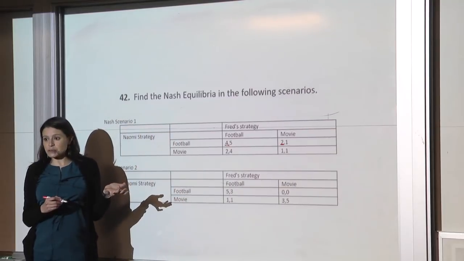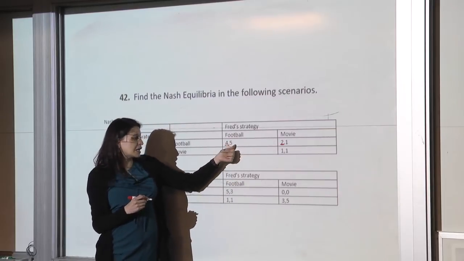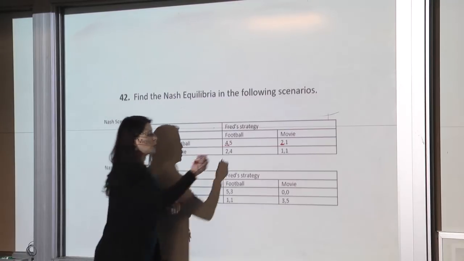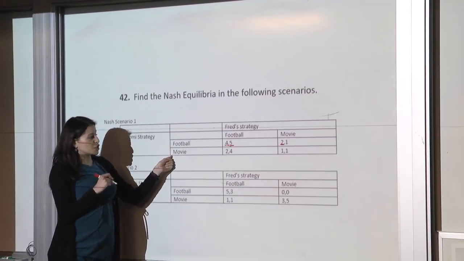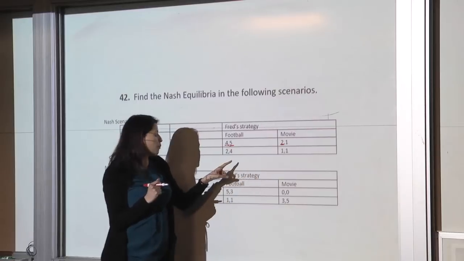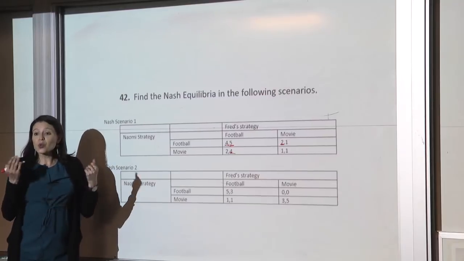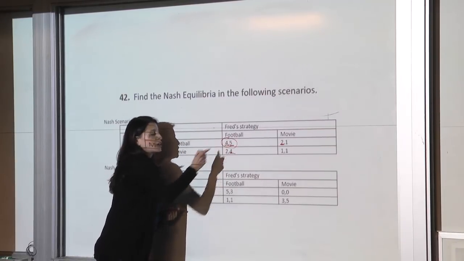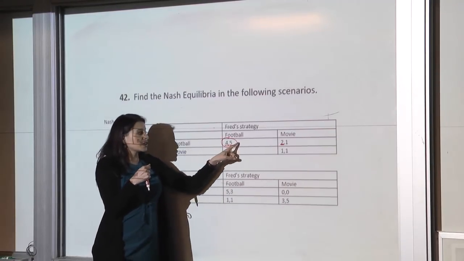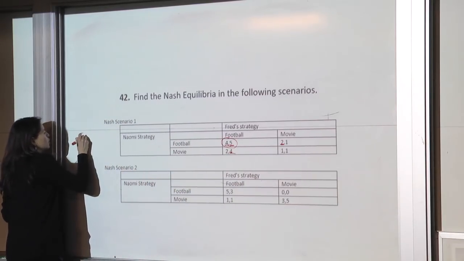Now, from Fred's perspective, if Naomi chooses football, Fred has between football and movie, football will give him 5, movie will give him 1. What is the best thing that he can do? Football. Okay. Now, if she chooses a movie, he has between football giving him 4 points or movie giving him 1 point. The best thing that he can do is football. So what is the Nash equilibrium here? Where you find when the payoffs of both of the players are underlined. So the Nash equilibrium is football, football, okay? Here. So we are going to put here football.